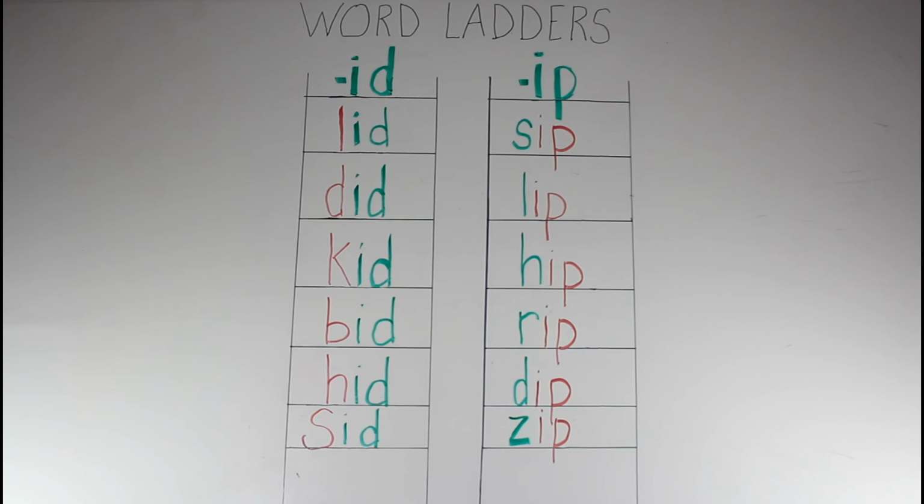Okay, that concludes this video. ID, which says id, IP, which says ip.